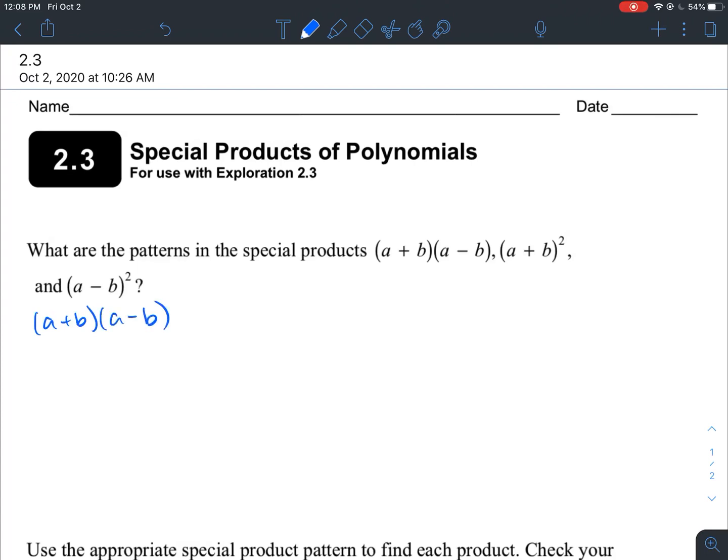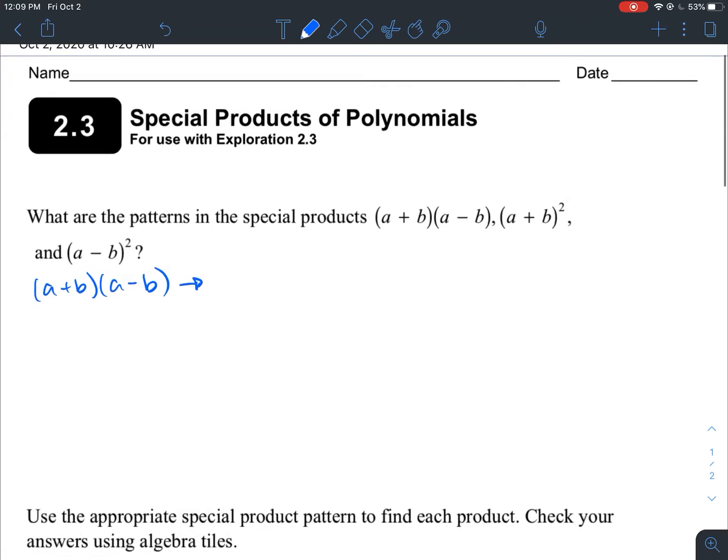So let's say that we have here a plus b, a minus b. So basically what we're saying is that these are the same terms, and then these are the same terms. The only difference between these binomials pretty much is the operation that happens between them. So this one's minus and this one's positive. Okay, so let's multiply these out using methods that we learned before. I'm going to use the FOIL method.